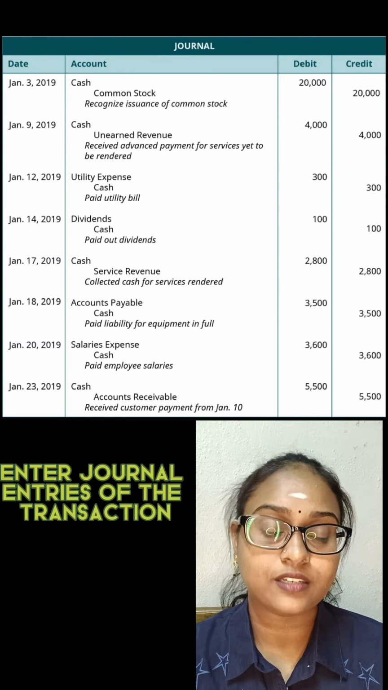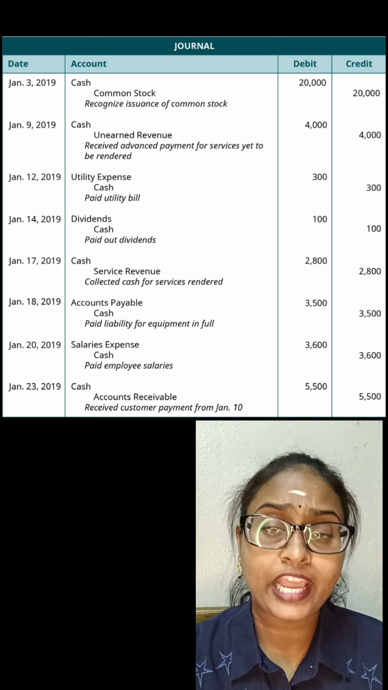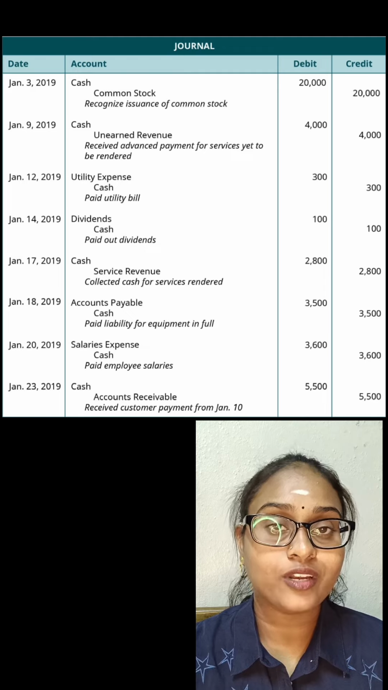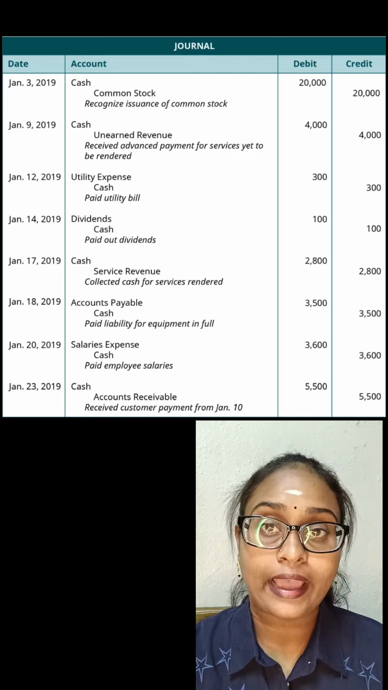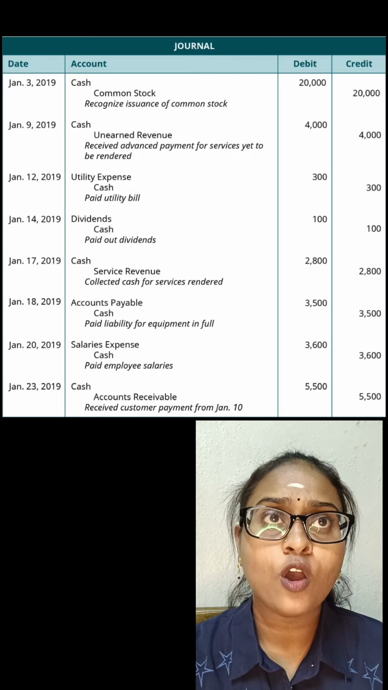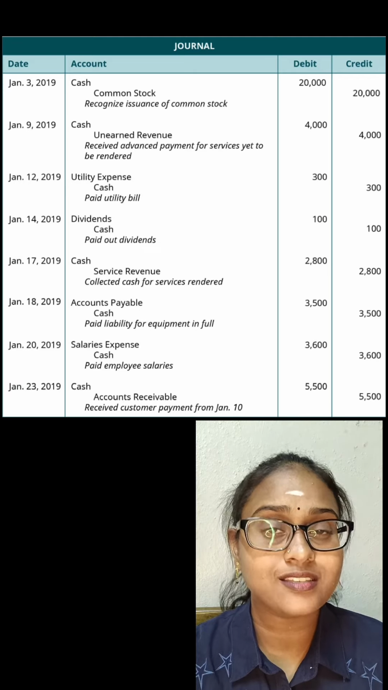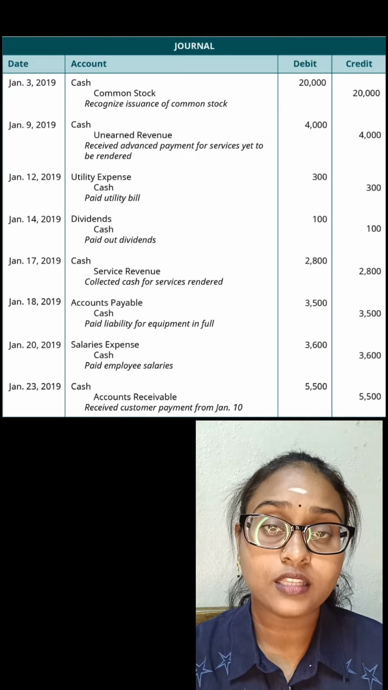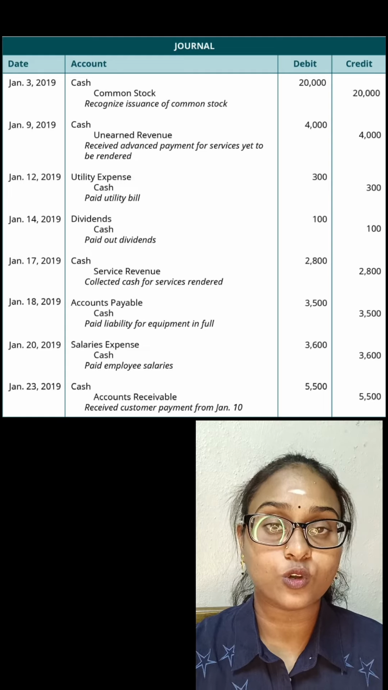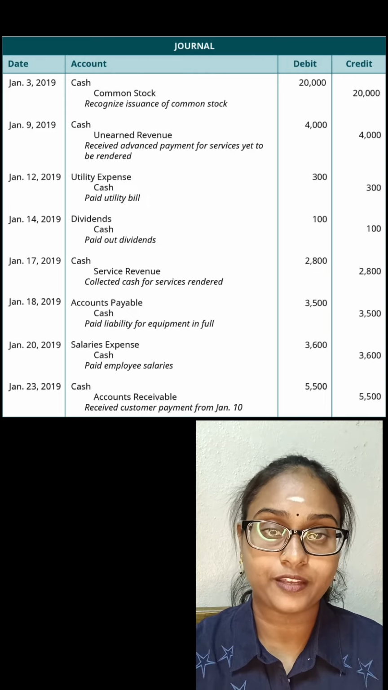And the second step is enter journal entries of the transaction. An accounting journal entry is the method used to enter an accounting transaction into the accounting records of a business. The accounting records are aggregated into the general ledger, or the journal entries may be recorded in a variety of sub-ledgers which are later rolled up into the general ledger. This information is then used to construct financial statements as of the end of a reporting period.